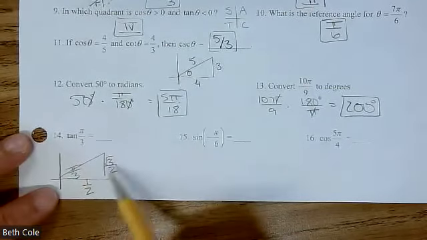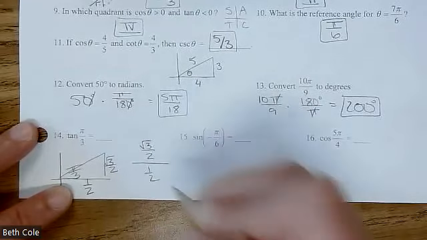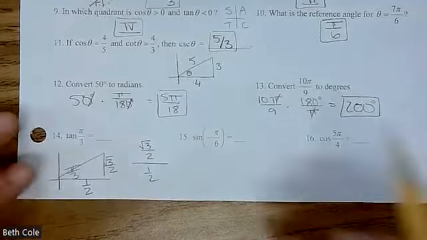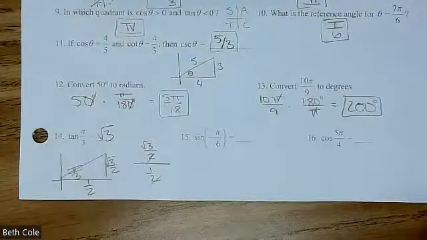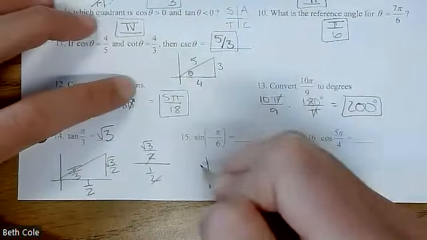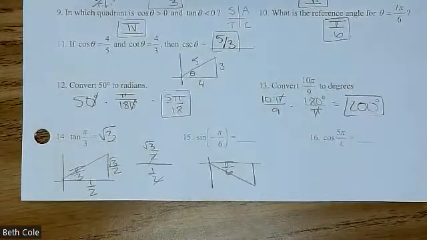All right, tangent is y over x. Now you don't have to write this if you don't want to, but I just want to show it to you. It would be square root of 3 over 2 over 1/2, but what happens there? 2's cancel, you have square root of 3 over 1, which is just square root of 3. Cool. All right, negative pi over 6 would be in the 4th quadrant because you went backwards pi over 6.